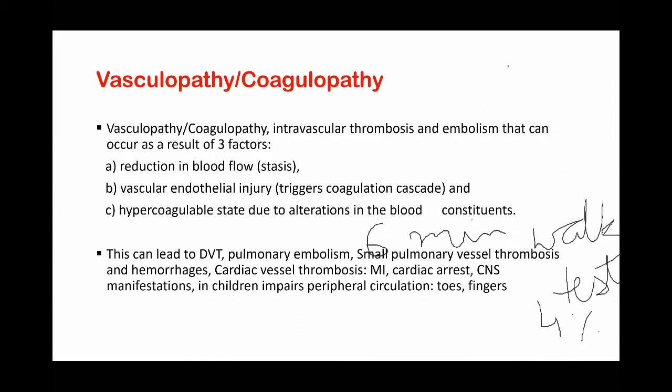Now, basically, as I said, the vasculopathy and coagulopathy is one of the culprits in causing the problem. This vasculopathy and coagulopathy can result from three factors, that is reduction in the blood flow, vascular endothelial injury, and a hypercoagulable state due to alterations in the blood constituents. So many patients have come to us with pulmonary embolism. That is one of the findings we have seen here, and that is why anticoagulation has played a major role in saving these patients.